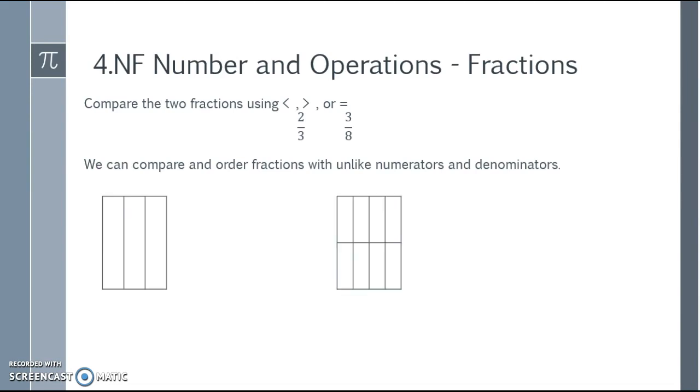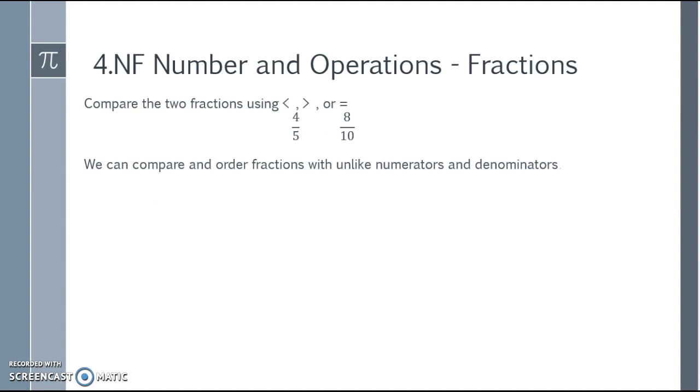So to do so, I'm going to use an area method. Notice that my boxes are the same size, however, one is split into thirds and one is split into eighths. So I'll want to shade 2 copies of 1/3 and 3 copies of 1/8. So 2 copies of 1/3 would be 2 of the 3, and then 3 copies of 1/8 would be 3 of the 8. I can see that 2/3 is more shaded than 3/8, so therefore 2/3 is greater than 3/8.